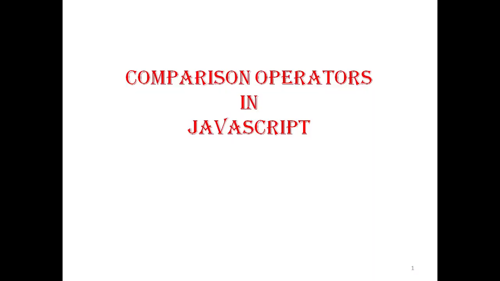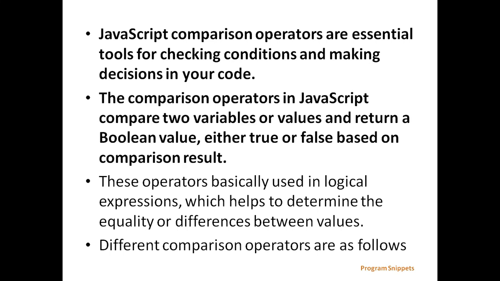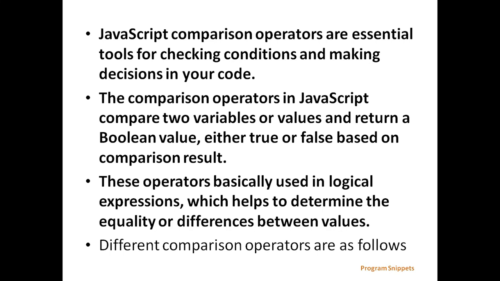Here we will see comparison operators in JavaScript. JavaScript comparison operators are essential tools for checking conditions and making decisions in your code. The comparison operators compare two variables or values and return a boolean value, either true or false, based on the comparison result. These operators are basically used in logical expressions, which help to determine the equality or differences between values.